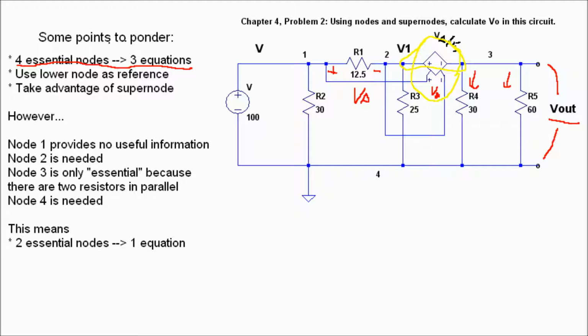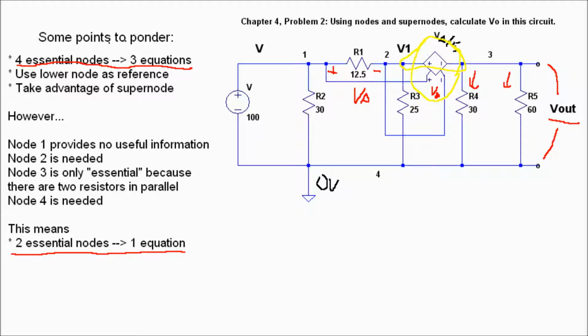Well, let's make sure we understand what's going on. As I said, we're using the lower node as the reference, which is this one, which means this is going to be referenced at 0 volts. We're also going to take advantage of the supernode. Node 1 is no information, node 2 is needed, node 3 is essential because there are 2 resistors in parallel. We can simplify that. Node 4, of course, is this bottom node, and we're going to use that as our reference. So we're really down to 2 essential nodes, and we're going to use 1 equation.